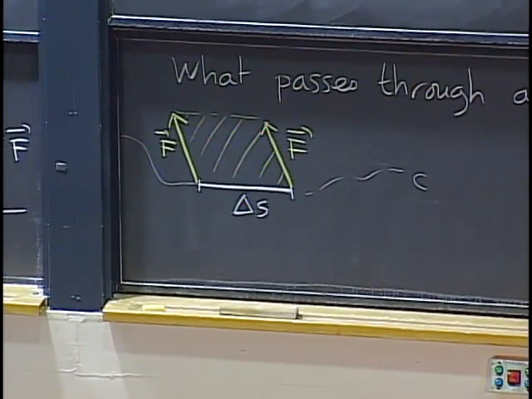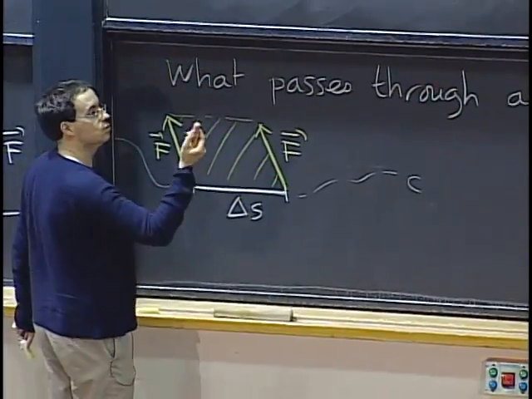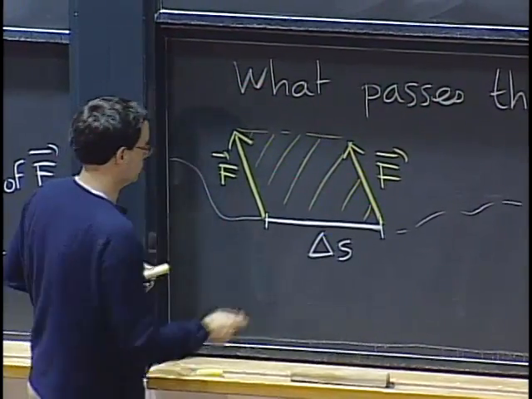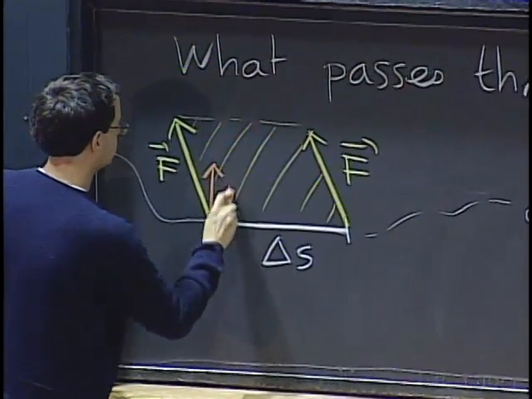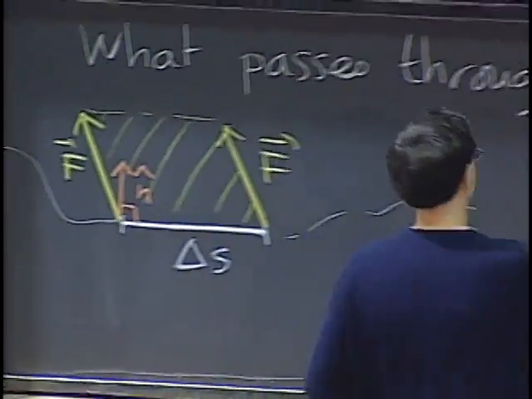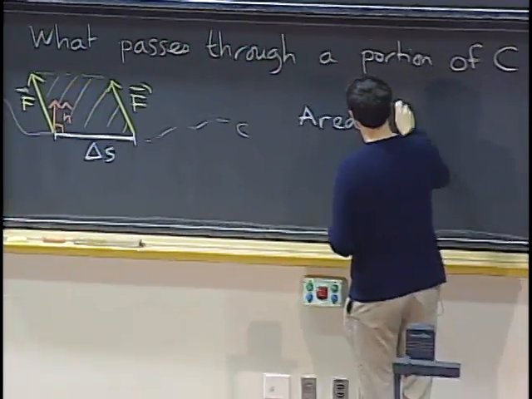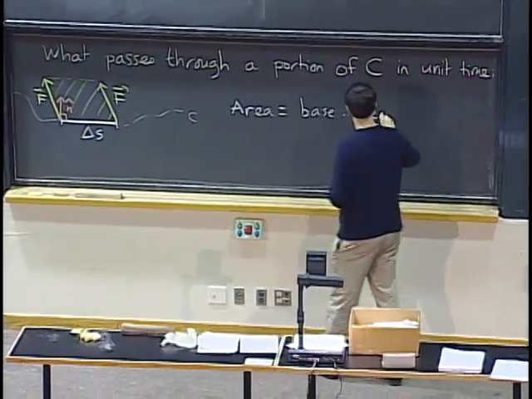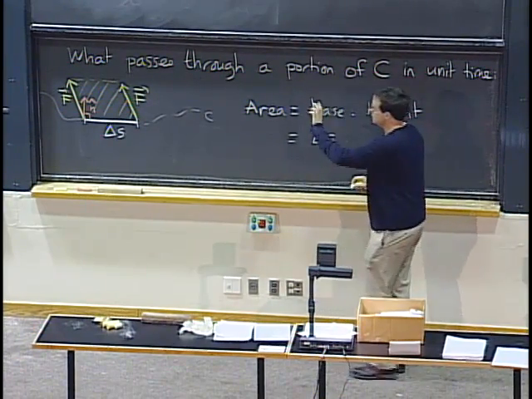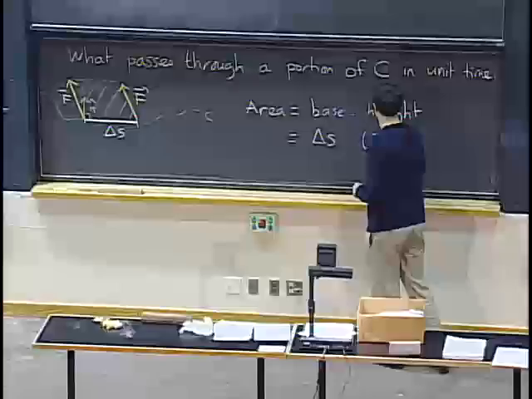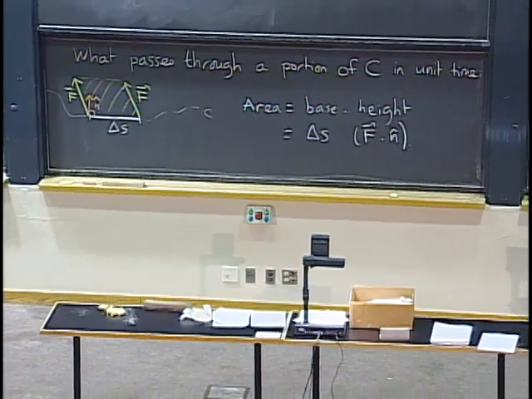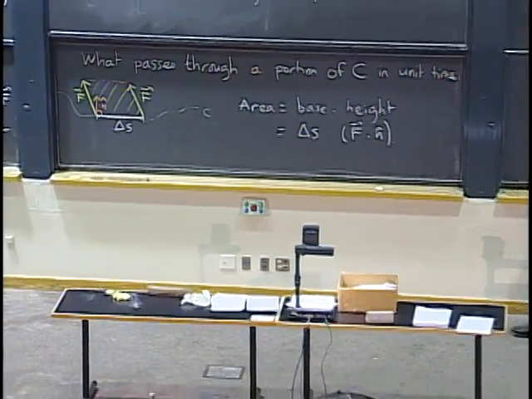And to find the height of this thing, I need to know what is actually the normal component of this vector. So if I call n the unit normal vector to the curve, then the area, base times height, is just, the base is delta S, and the height is the normal component of F, so it's F dot n. And so you see that when you sum these things together, you get what I said. You get flux.